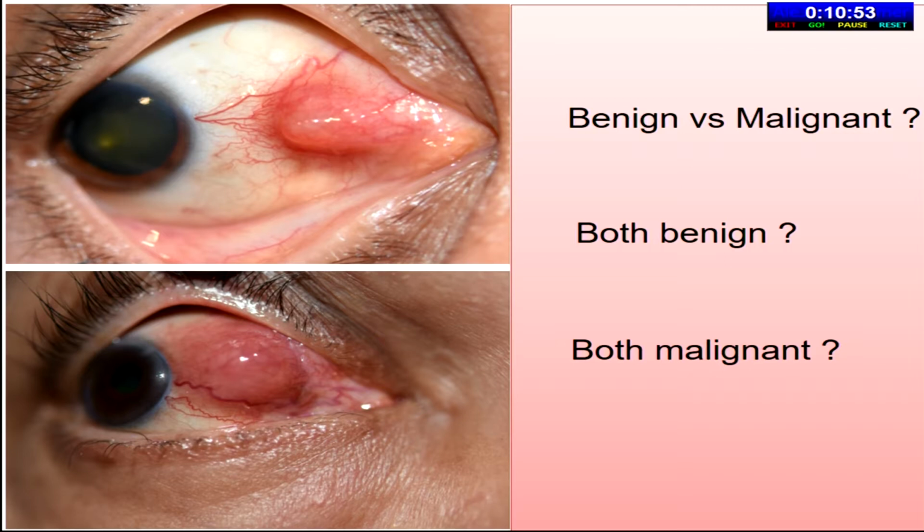I have two pictures over here, picture A and B, above and below. I just want you to tell me whether it's benign or malignant, both are benign or both are malignant. What about this, benign, malignant? Quick one. Benign, why? Less vascularity. This one? Malignant. Okay, all right. You're correct.